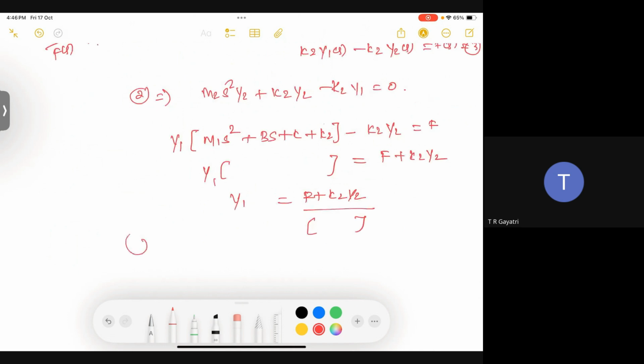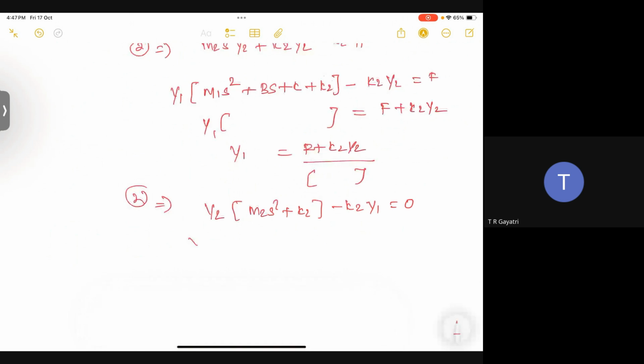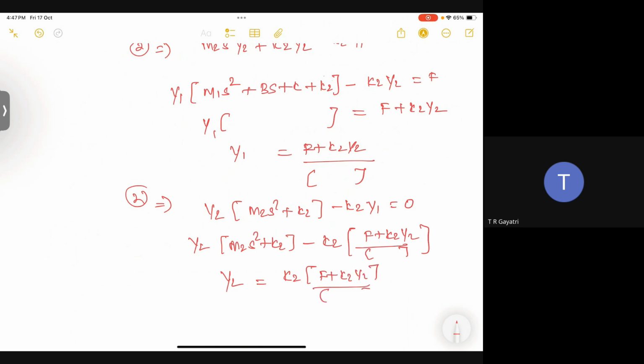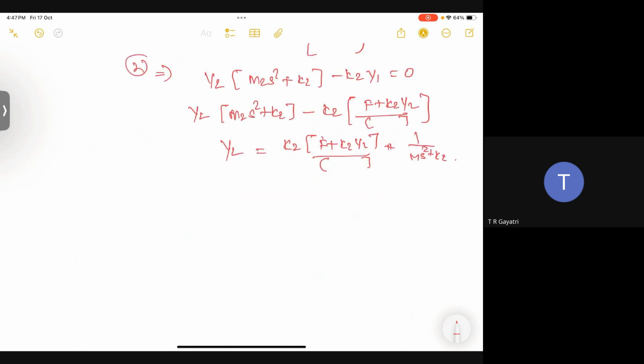So the second equation becomes y2 times m2 s squared plus k2, minus k2 y1, equals 0. I am substituting the value of y1: k2 minus k2 into f plus k2 y2 by the whole term. So equate this to k2 into f plus k2 y2, the whole term, into 1 by m1 s squared plus k2. That's it. Rewrite this equation to take f out of it and write it in terms of y2 by f. That is the final answer.